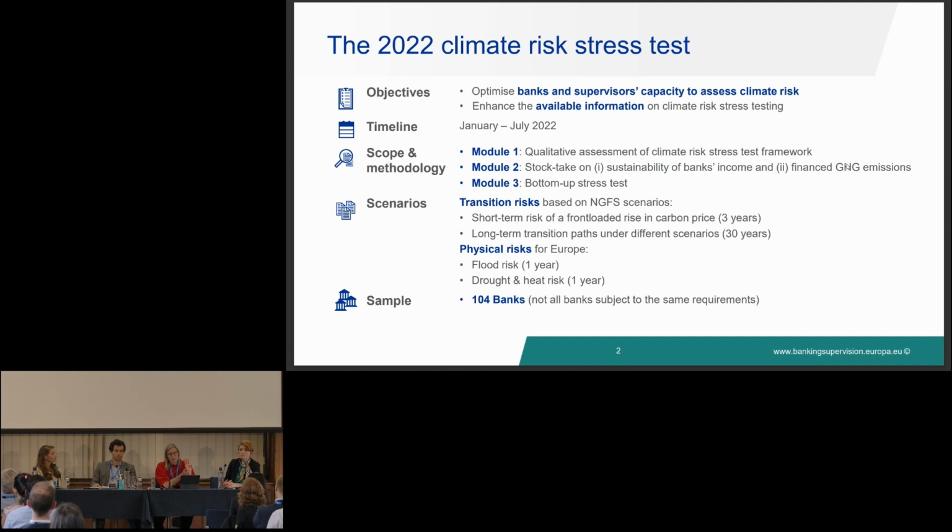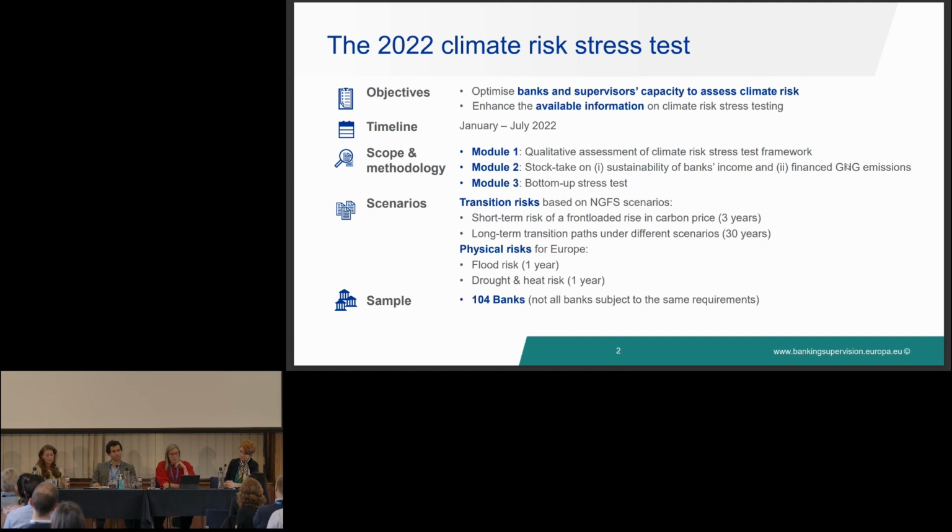It was based on 3 modules. The first one was a qualitative assessment of the climate risk stress test framework. So how do you organize yourself? How do you embed it? The second module was a stocktake on the sustainability of banks' income and financed greenhouse gas emissions. And the third module was the bottom-up stress test.